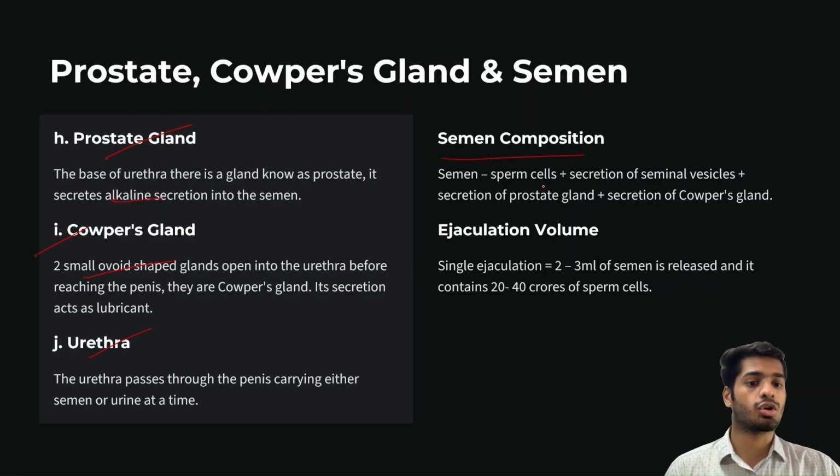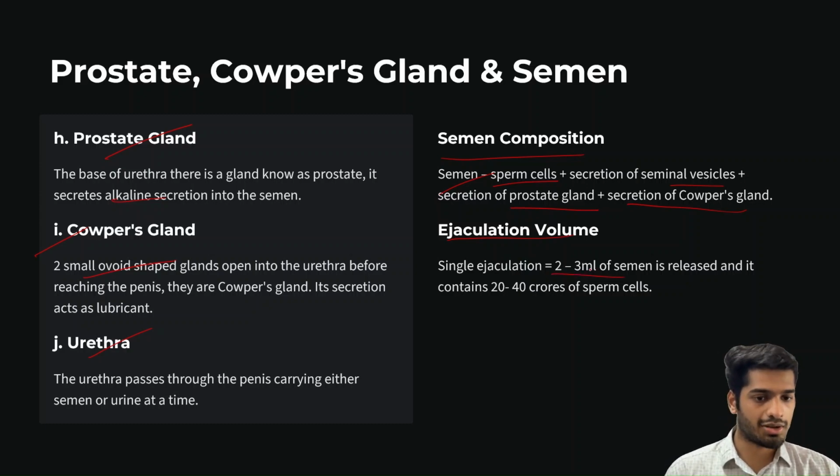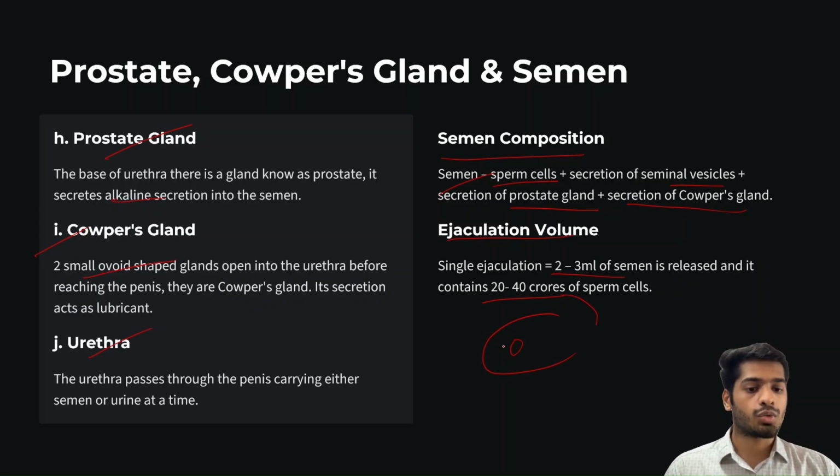Semen is nothing but it is going to carry sperm cells, secretions from the seminal vesicle, that is fructose and fluid, secretion from the prostate gland, that is alkaline secretion, and then the secretion of the Cowper's gland, that is the lubrication. All together, that white liquid is known as semen. Now, a single ejaculation is going to carry 2 to 3 ml of semen and around 20 to 40 crore sperm cells. So that liquid is going to carry 20 to 40 crore sperm cells.